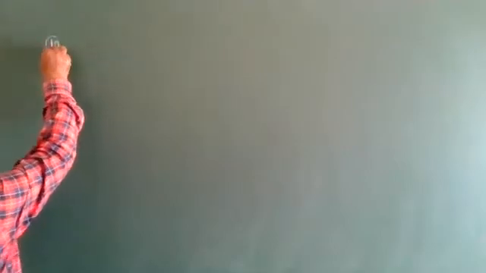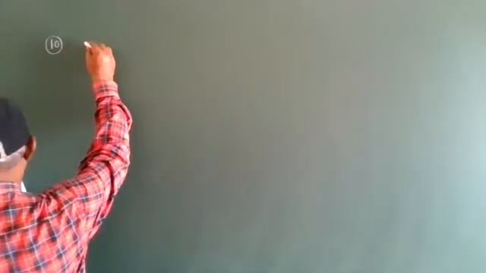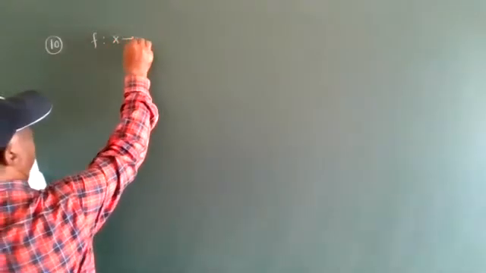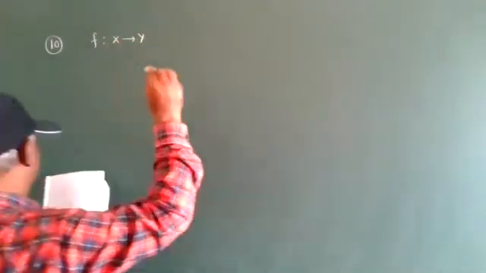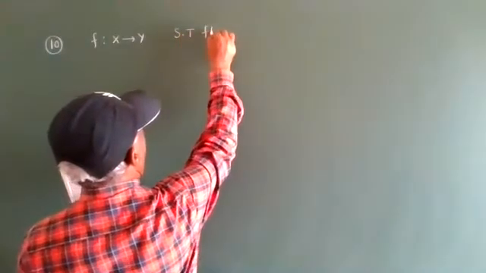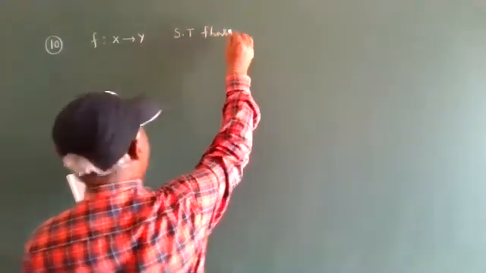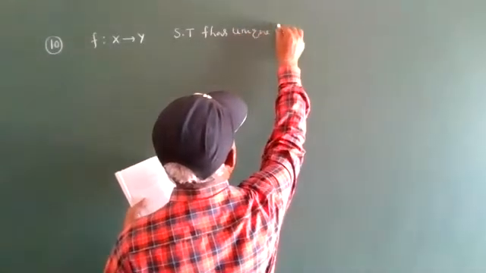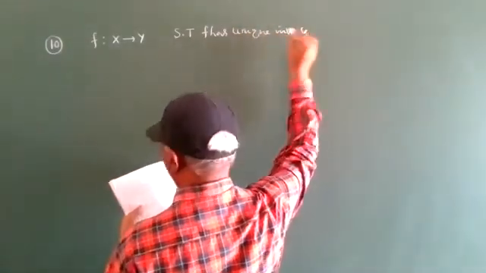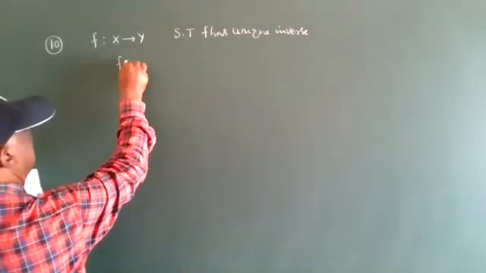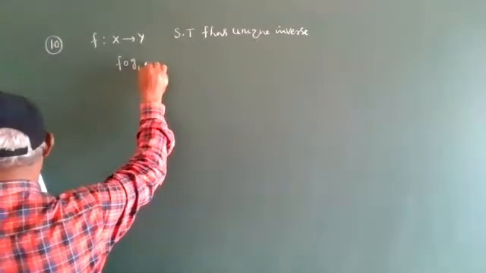Everyone see, the 10th problem is: we have to show that f is a mapping from X to Y, where the domain is X and the codomain is Y. Show that f has a unique inverse. Already he has given the conditions of F circle G1 is equal to I.